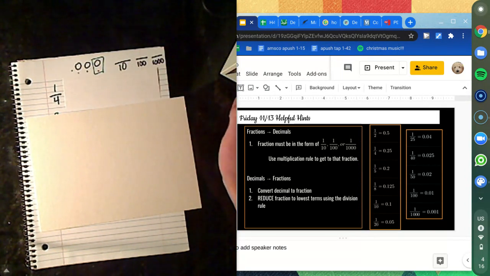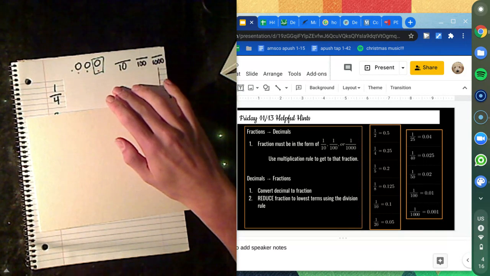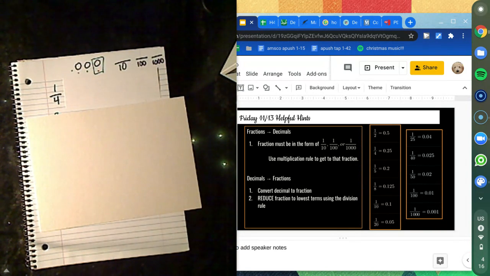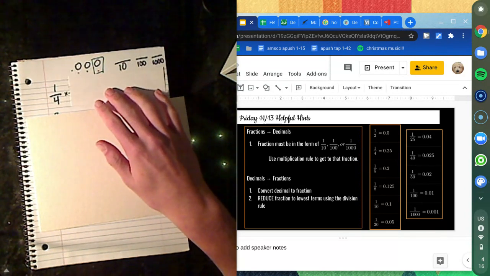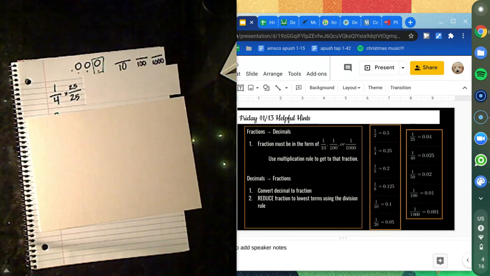So we need to get it to hundredths because it can't go to tenths, right? And we could get it to thousandths, but that's a pain, right? If we can do hundredths, why would we go to thousandths? Okay, so to get to hundredths, we need to multiply the denominator times 25, because 4 times 25 is 100. All right? But whatever we do to the bottom, we have to do to the top, okay? So we multiply by 25 25ths.